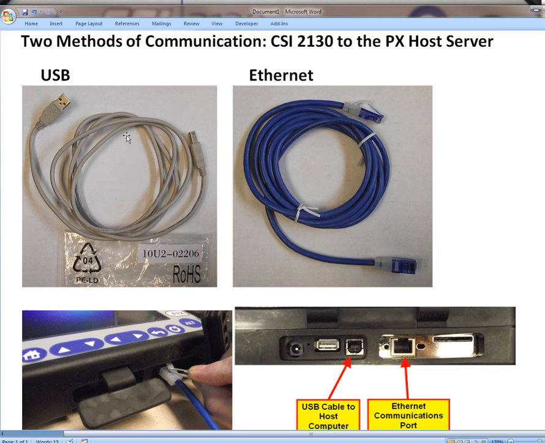So we would use a USB cable to do that, and inside the computer we need to have a service running. It's called CSI Data Transfer Service. It's invisible, it runs in the background, but when you plug your CSI data collector into your computer and you're connected to the Praxair network, it will automatically connect your CSI 2130 to the host server, and then you can control the process of loading routes and dumping data by pressing buttons on the 2130.